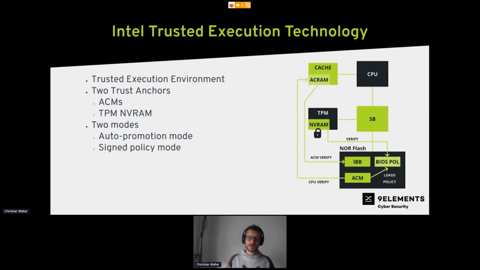It can run in two modes: auto-promotion mode and signed policy mode. I don't want to go in too deep, but auto-promotion is basically that the platform sets itself up on the first boot, and then it tries to keep the configuration it has on the first boot. Signed policy mode gives you more freedom, but it's actually harder to configure.